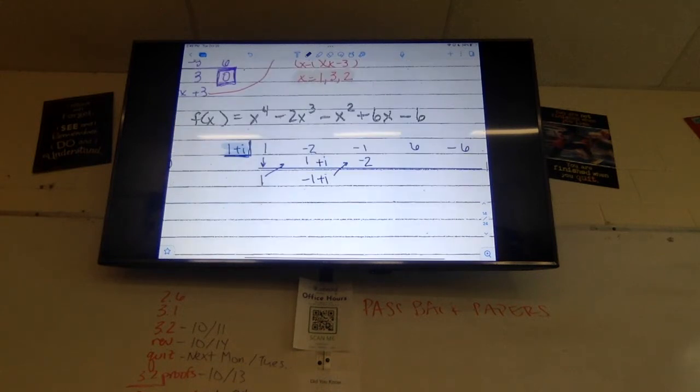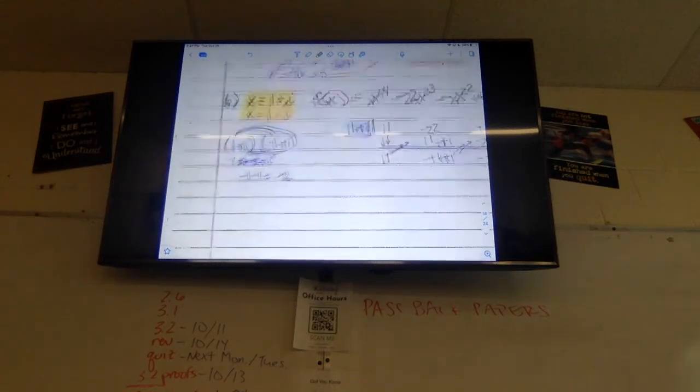Negative 1 minus 2 is going to be negative 3. Negative 3 times 1 plus i is going to be negative 3 minus 3i. 6 minus 3 is 3, and then I carry that negative 3i down with me because I have nothing to combine with it. All right, and now I have to do one more work off to the side. I have to do 3 minus 3i times 1 plus i, and then go from there. 1 plus i times 3 minus 3i.